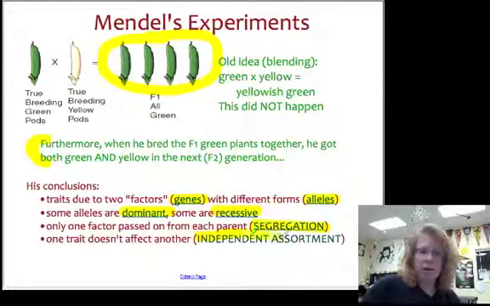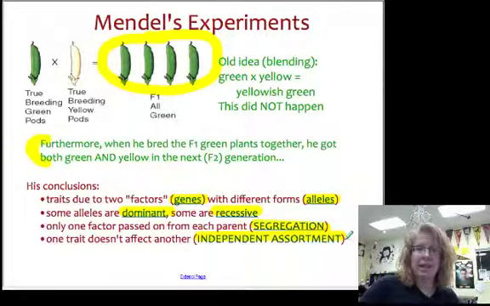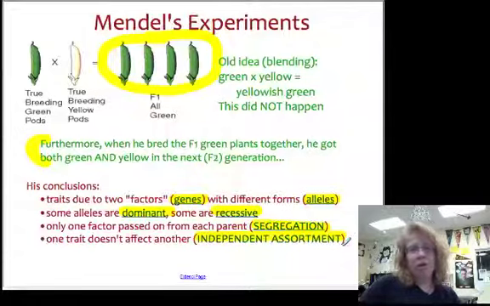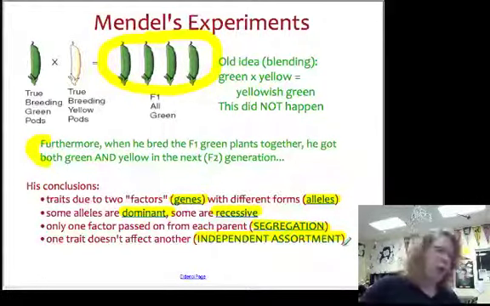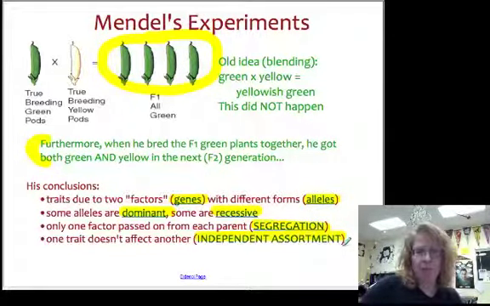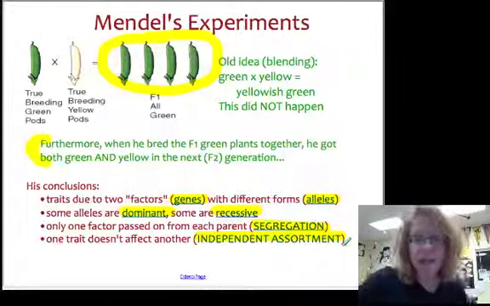Furthermore, his second rule was that the way that one gene gets passed on has nothing to do with how another gene gets passed on. It's called independent assortment. So whether or not you have green pods or yellow pods has nothing to do with whether or not you have white flowers or purple flowers or whether you're a tall plant or a short plant. They're independent of one another. So those are his two major rules: segregation, independent assortment.